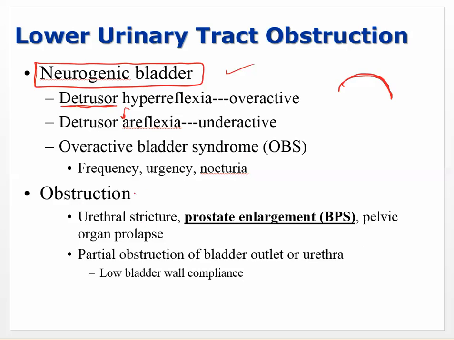All right, so obstruction, just straight up obstruction. We're talking now about lower urinary, so that could be anything that's blocking movement from the bladder out. Okay, so urethra, so you could have stricture of the urethra, prostate enlargement, so the prostate gets too large, it starts to push on the urethra, pelvic organ prolapse, partial obstruction of the bladder outlet or the urethra, so you could have an obstruction here that blocks fluid flowing out of the bladder. So anything where fluid is moving in, it might be moving the wrong direction in the case of a prolapse.